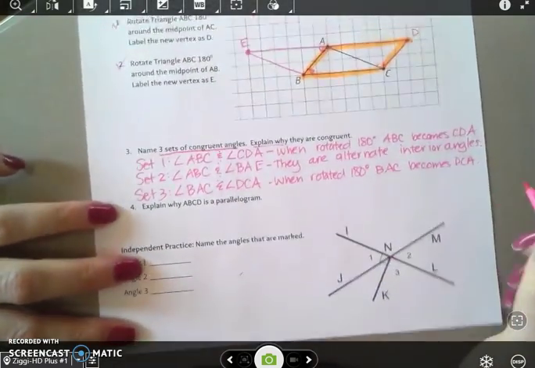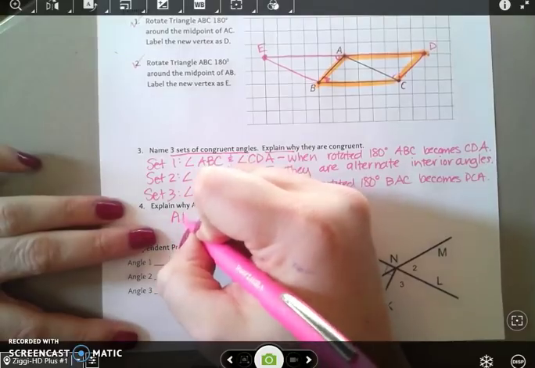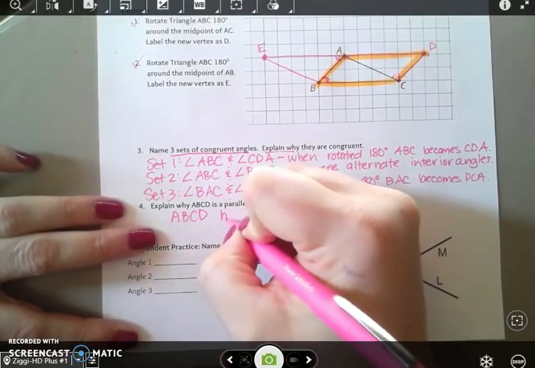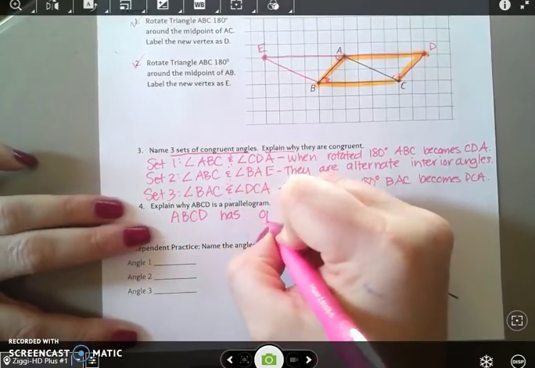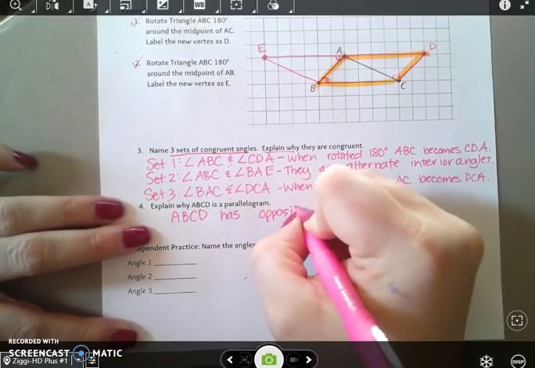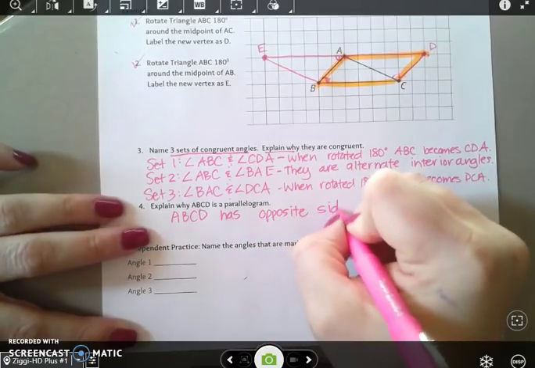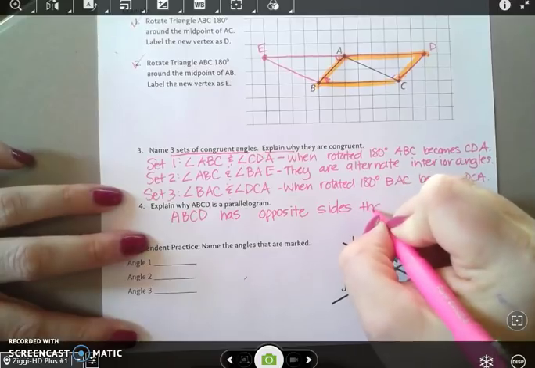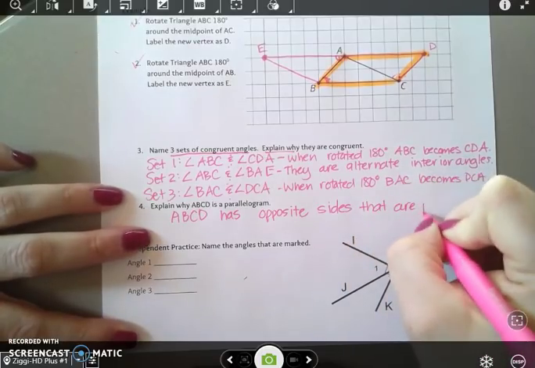So that's our explanation, that ABCD has opposite sides that are parallel.